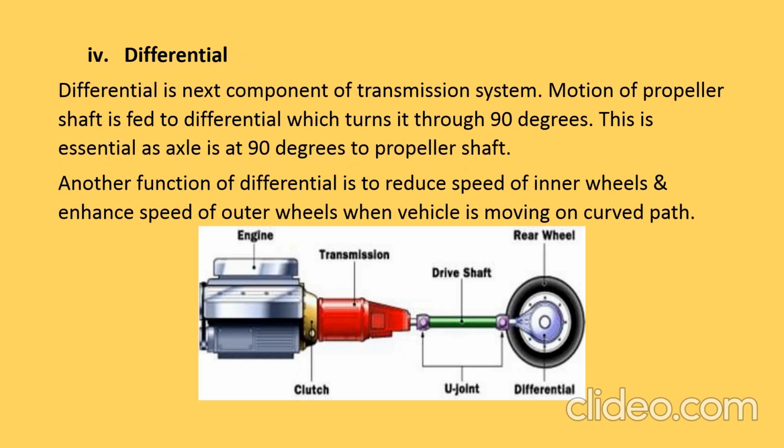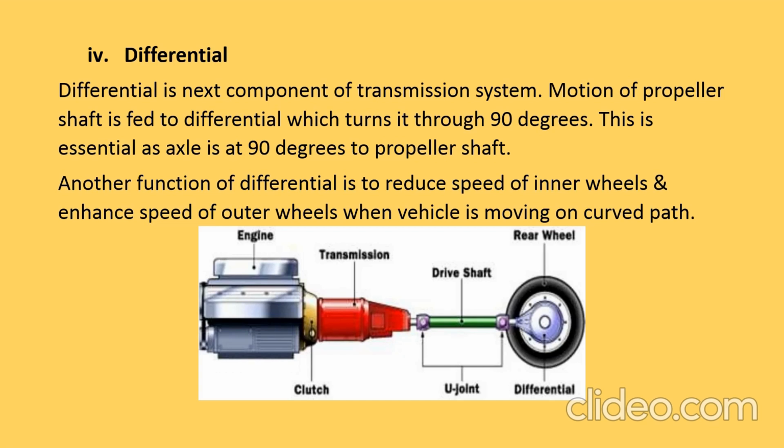Differential. The differential is the next component of the transmission system. The motion of the propeller is fed to the differential, which turns it through 90 degrees. This is essential as the axle is at 90 degrees to the propeller shaft. Another important function of the differential is to reduce the speed of the inner wheel of the vehicle and at the same time enhance the speed of the outer wheel by the same amount.